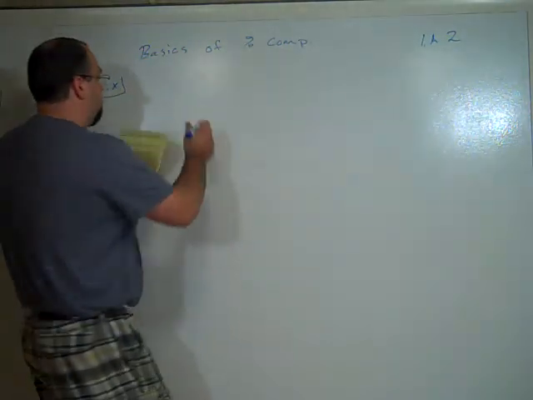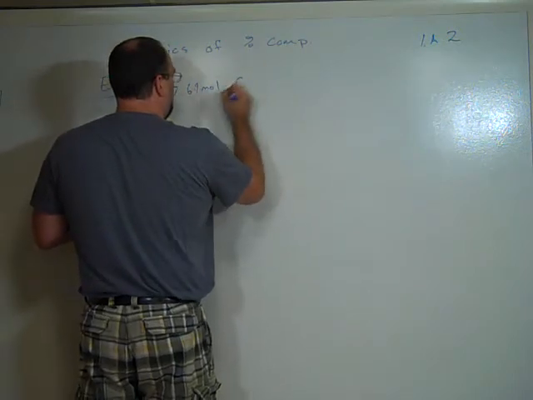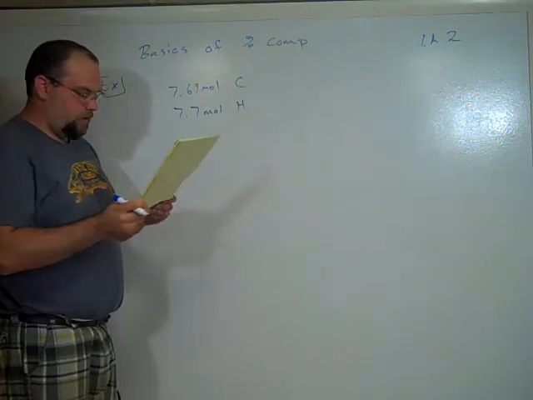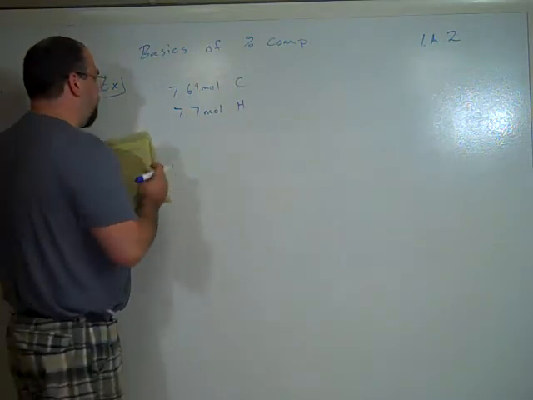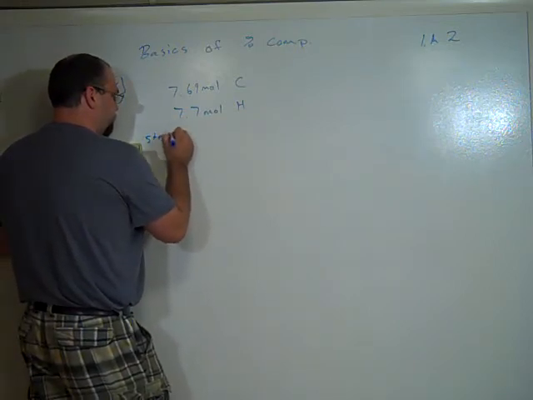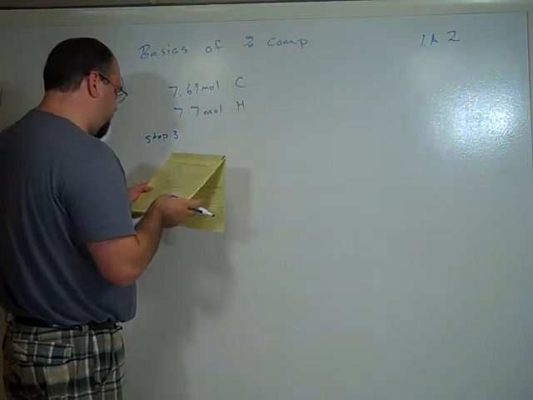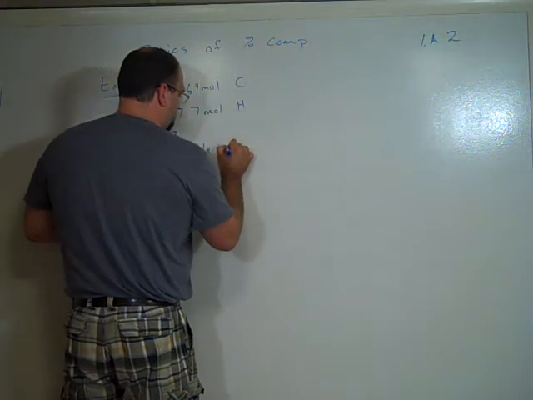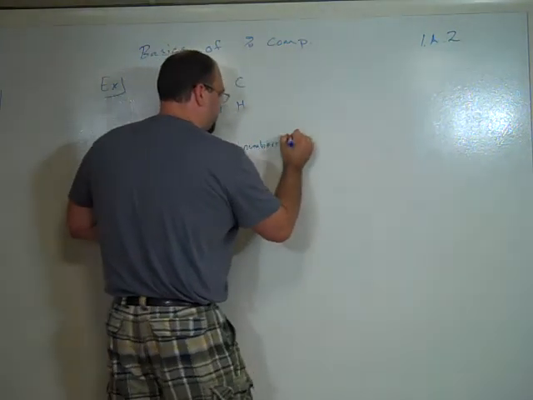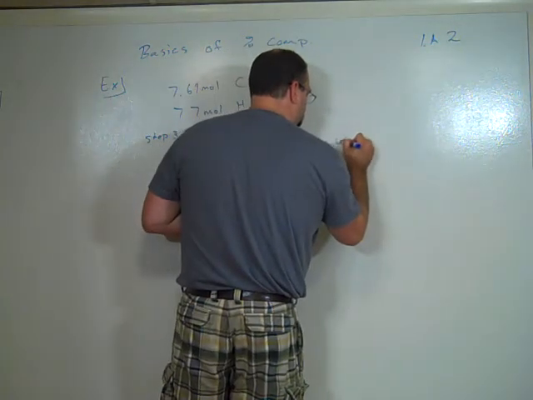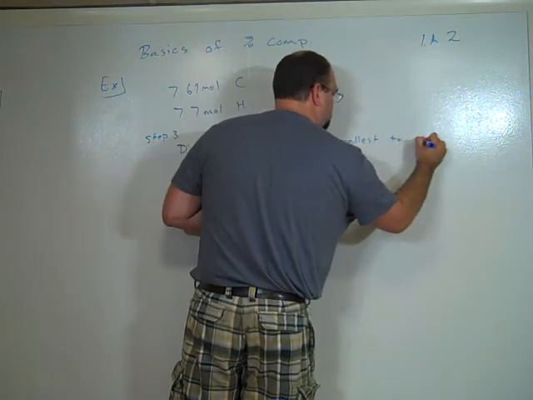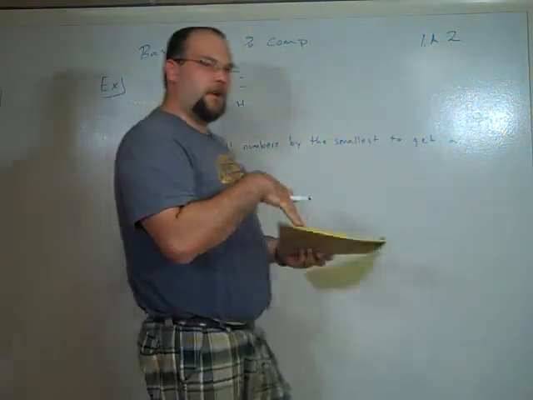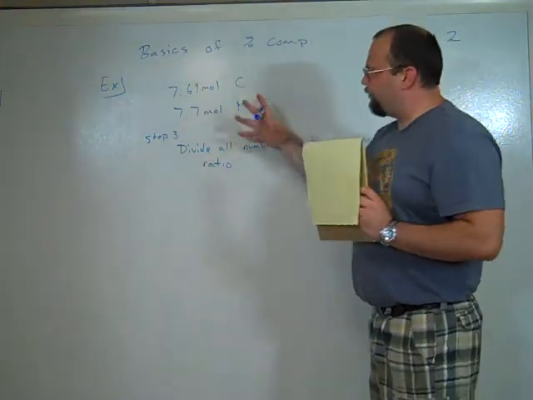So I have 7.69 moles of carbon and 7.7 moles of hydrogen. Now you'll notice I want a ratio. So my step 3, and in this case it's pretty simple to see this, but in step 3 I divide all numbers by the smallest one to get a ratio. So I want a ratio of this many carbon to this many hydrogen. So I'm going to divide both by the smallest number.